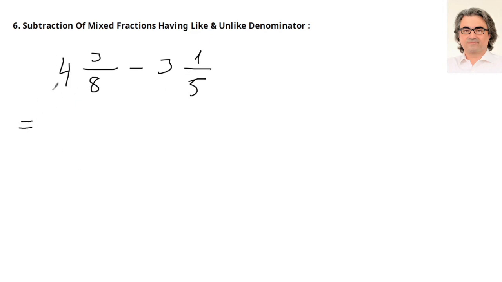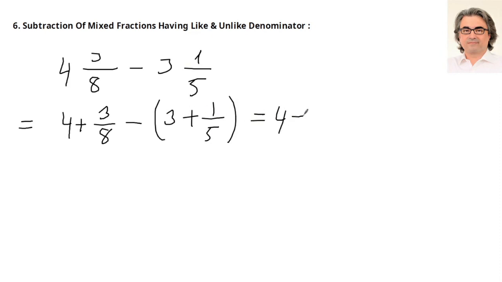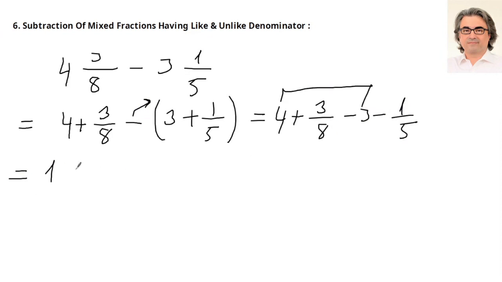Or you may apply the meaning of mixed fraction. 4 and 3 over 8 means 4 plus 3 over 8, minus 3 and 1 over 5, which is 3 plus 1 over 5. 4 plus 3 over 8, make distribution, minus 3 minus 1 over 5. Continue with the next. 4 minus 3 is 1, plus 3 over 8 minus 1 over 5.